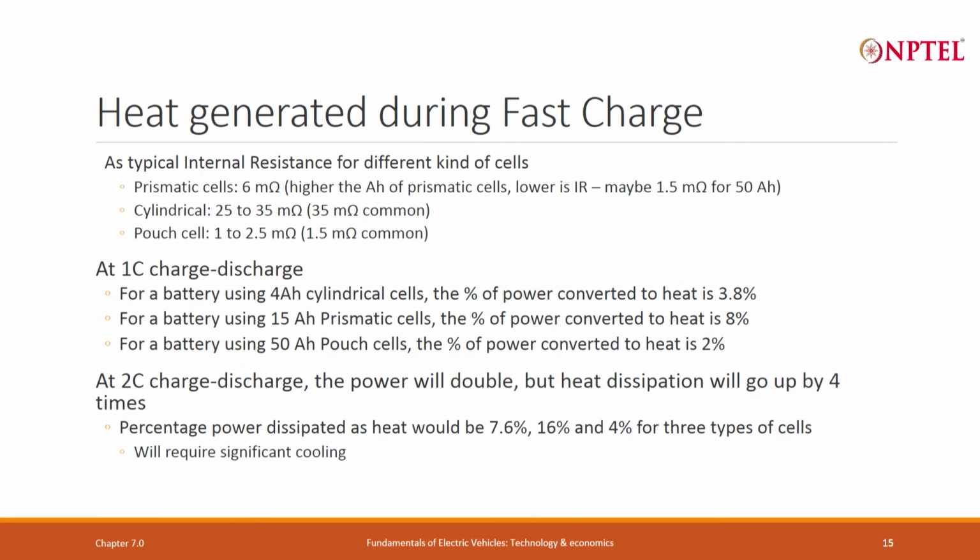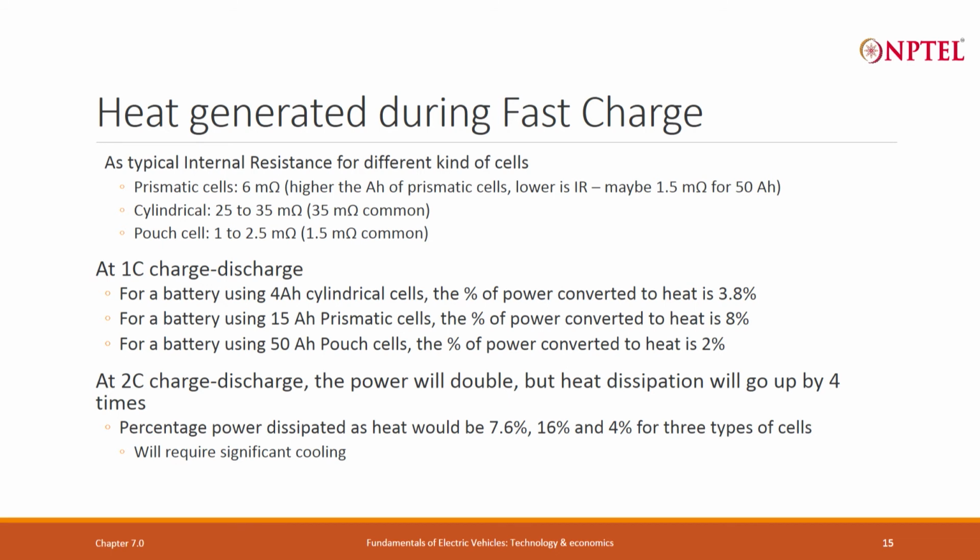So, take some typical internal resistance. What is the internal resistance? For example, a prismatic cell has a high internal resistance of 6 milliohms. This is for, of course, low capacity prismatic cells, 15 ampere hour, 14 ampere hour, the cells that we commonly use for 2-wheelers or 3-wheelers.